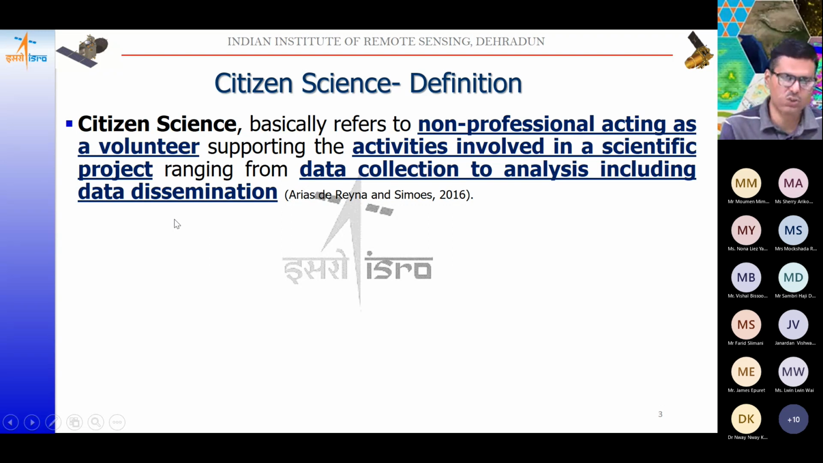So when we talk about citizen science, we are talking about non-professionals who are working as volunteers supporting the scientific endeavor, and they could participate at various levels. It could range from data collection to analysis and also to the data dissemination.